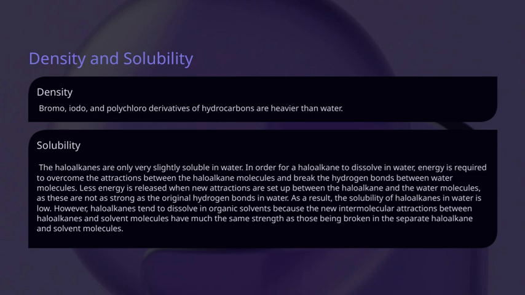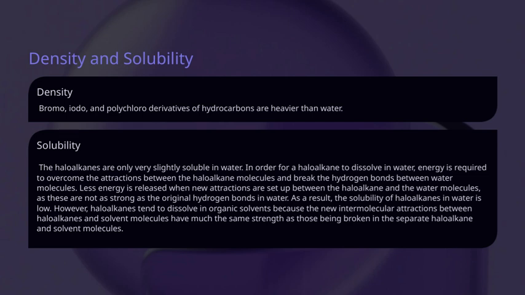However, haloalkanes do tend to dissolve more readily in organic solvents. This is because the intermolecular attractions that form between haloalkanes and organic solvent molecules are of similar strength to the attractions that are broken when they dissolve. So, the process is more energetically balanced, making dissolution easier.